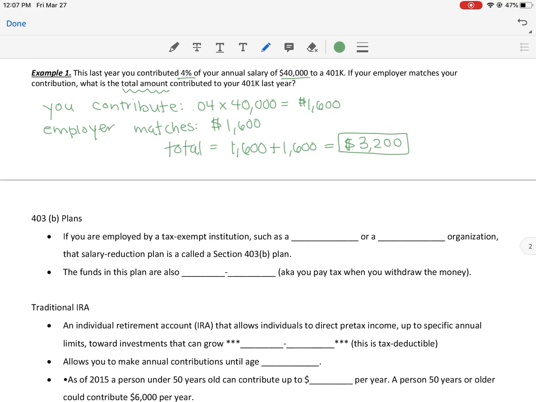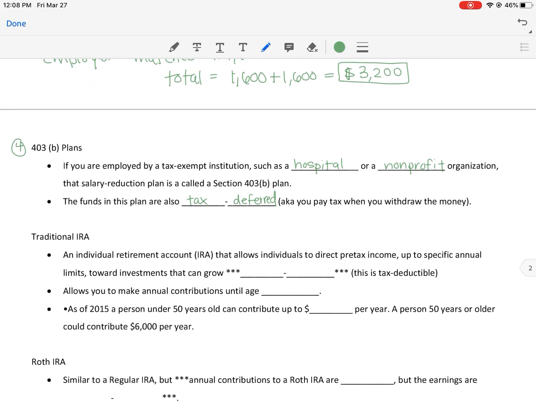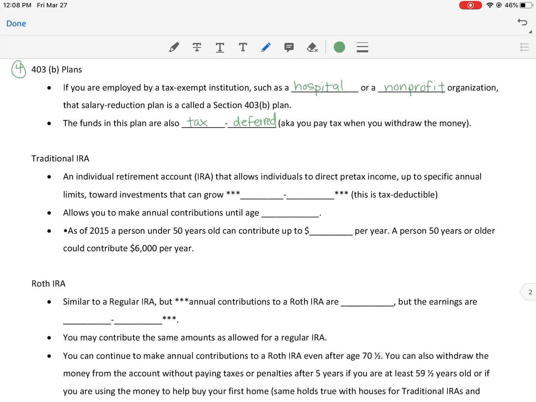Okay, there's a few other ones. So a 403B plan, I think this is our fourth one, is if you're already employed by a tax-exempt institution. So these are things such as a hospital or a nonprofit organization. That salary reduction plan is called a 403B. Basically, this is the same as the 401k, just a slightly different name depending on the company you work for. The funds in this plan are also tax deferred. So that means you don't pay taxes right now, but you pay taxes when you withdraw the money. And that's similar to your 401k usually.